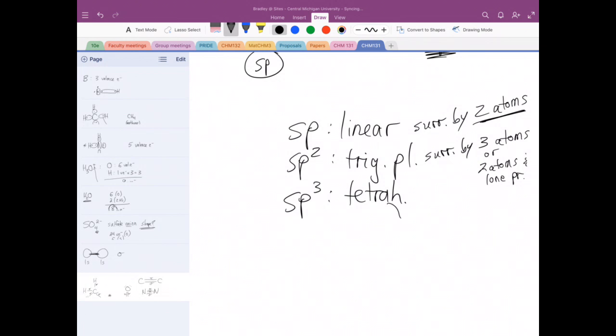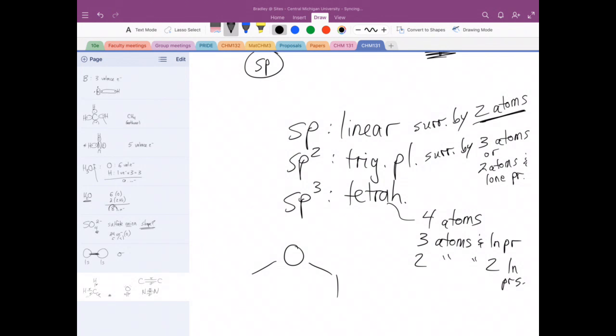And tetrahedral could be surrounded by 4 atoms, or 3 atoms and a lone pair, or 2 atoms and 2 lone pairs. Those are all sp3. So for instance, this would be sp3 for this oxygen. It's surrounded by 2 atoms and 2 lone pairs.